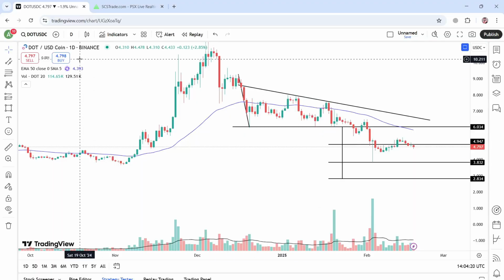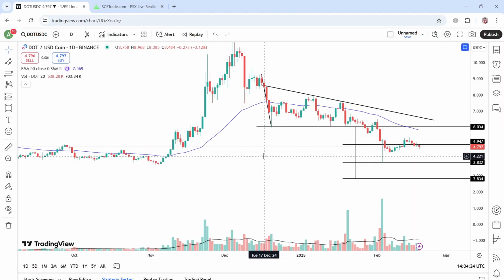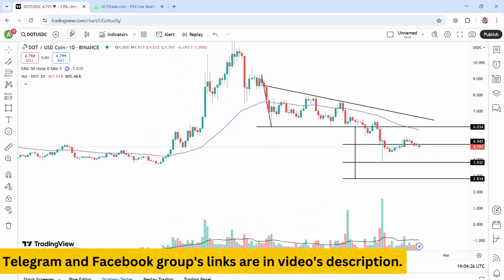I have opened the chart of DOT against USDC. If we look at the chart of DOT on the 1 day time frame, it is moving in a downtrend, where it gave the breakdown of this descending triangle formation.